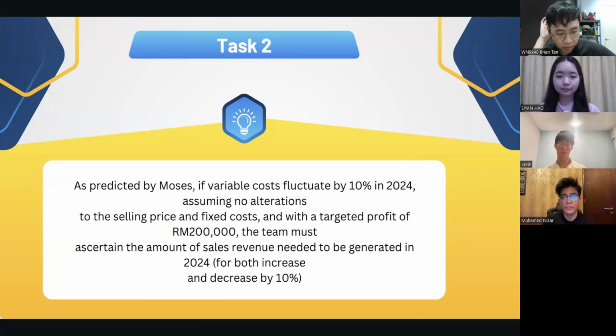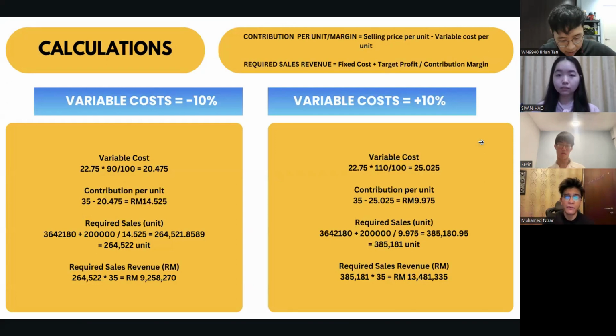As predicted by Moses, if variable costs fluctuate by 10% in 2024, assuming no alterations to the selling price and fixed costs, with a targeted profit of 200,000, the team must ascertain the amount of sales revenue needed to be generated in 2024 for both an increase and decrease of 10%. The calculation that I've used is contribution per unit, or margin, equals the selling price per unit minus the variable cost per unit.